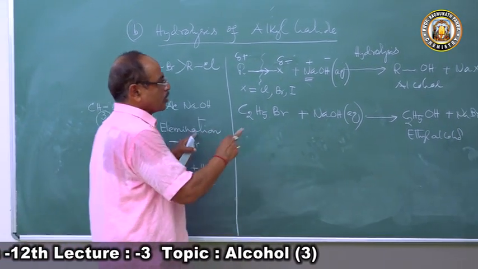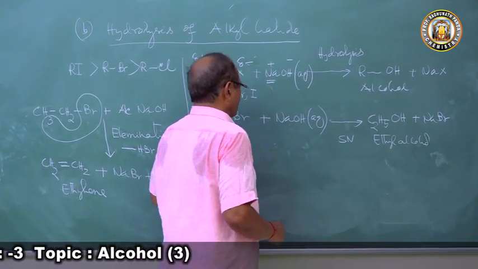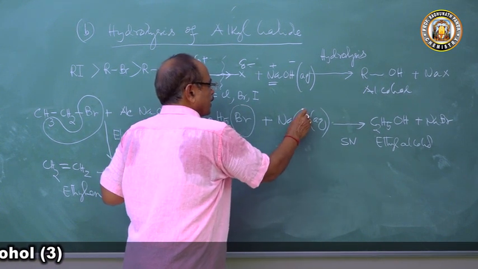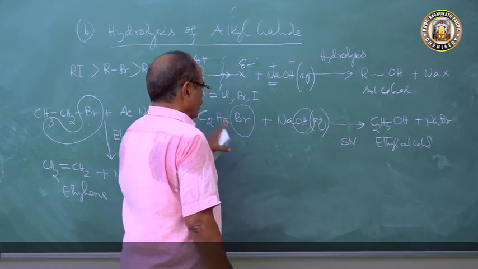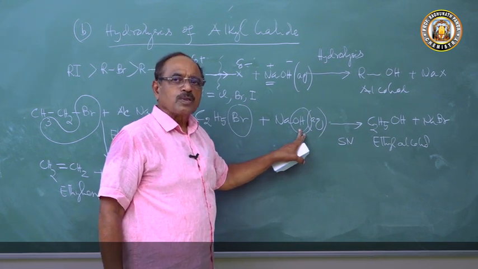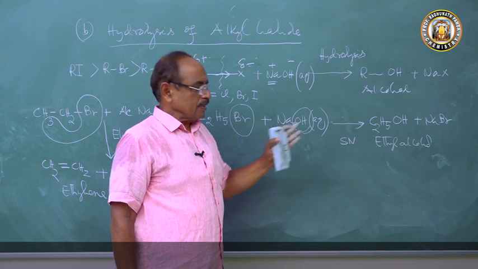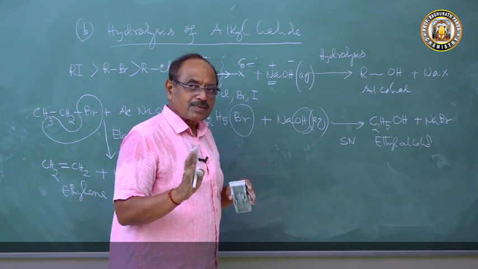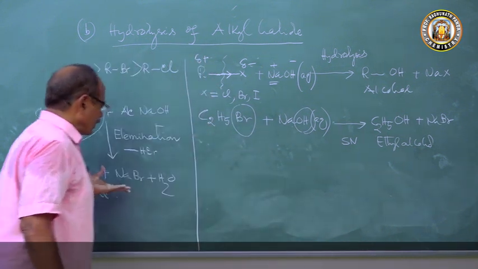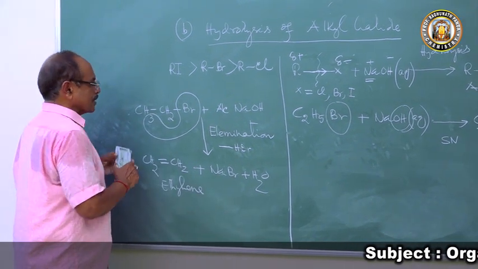This reaction is called nucleophilic substitution reaction, because we are replacing the bromine by OH. What is OH? Negative group. What is a negative group? Nucleophile. So a nucleophilic substitution reaction takes place. But the nucleophilic substitution will not proceed; subsequently it will give us an alkene. Hence in this method of hydrolysis, we need the best alternative.